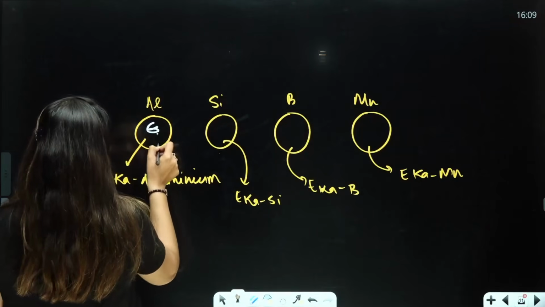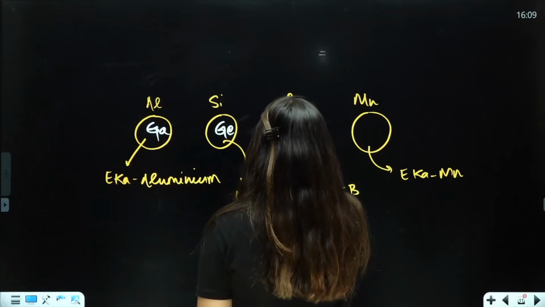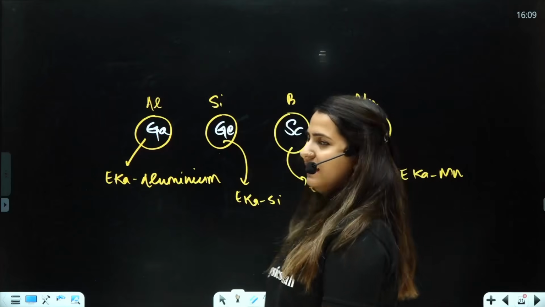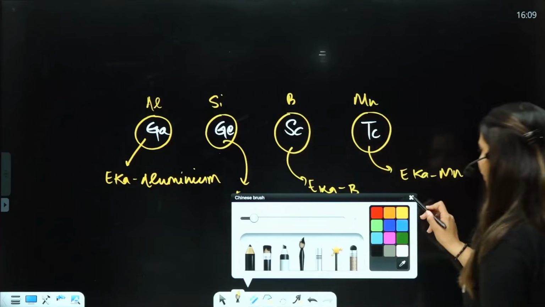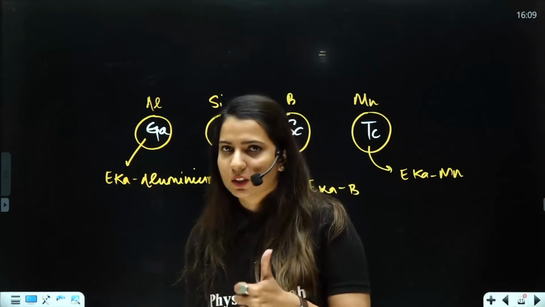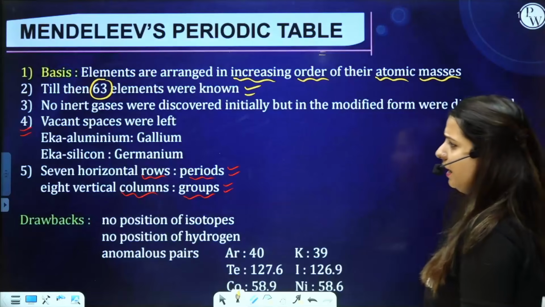This was called gallium, this was called germanium, this was called scandium, and this was called technetium. So all these elements were discovered according to Mendeleev. What he said was totally correct. You just have to remember the examples. Mendeleev has done this work, right? After that, what we are having is the drawback.